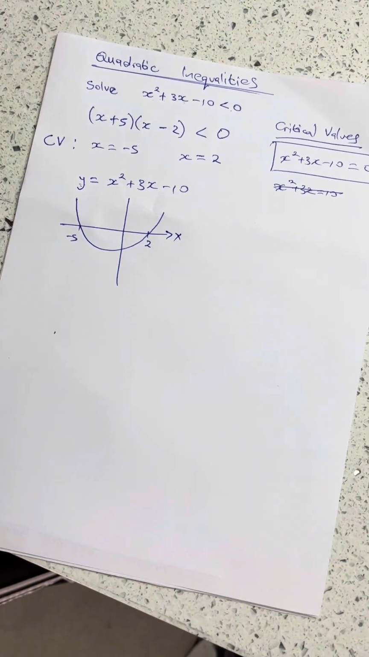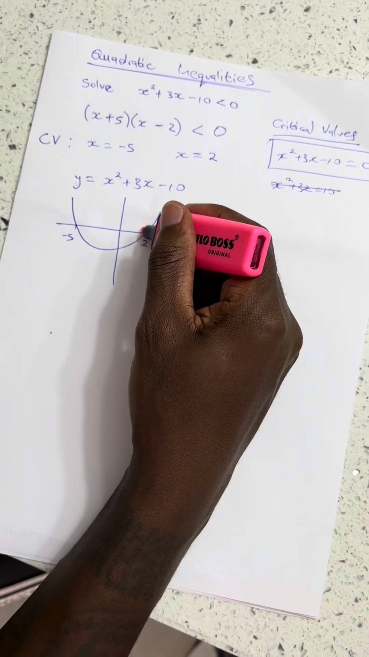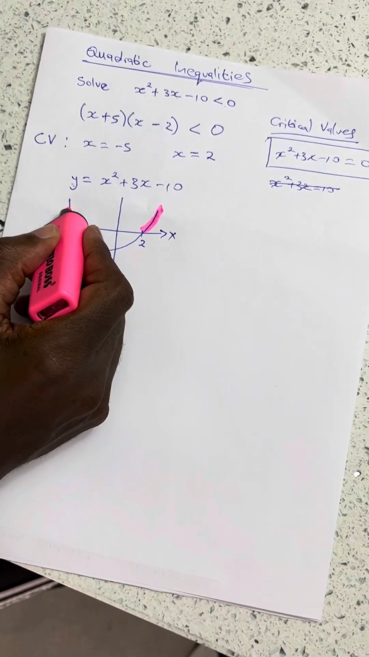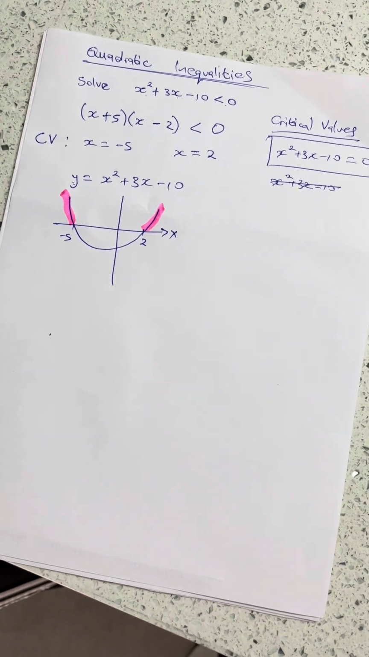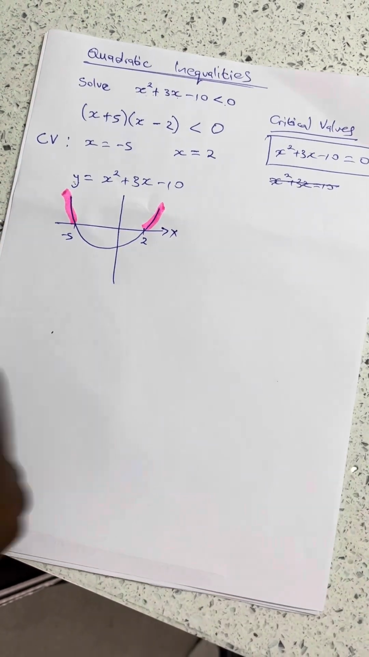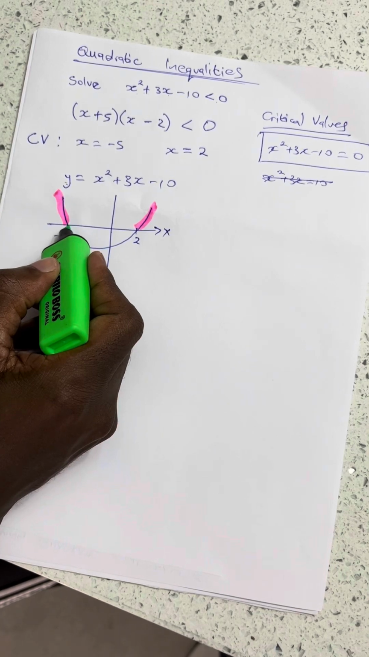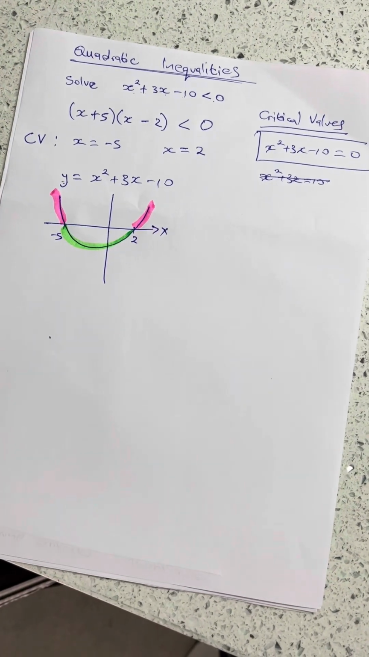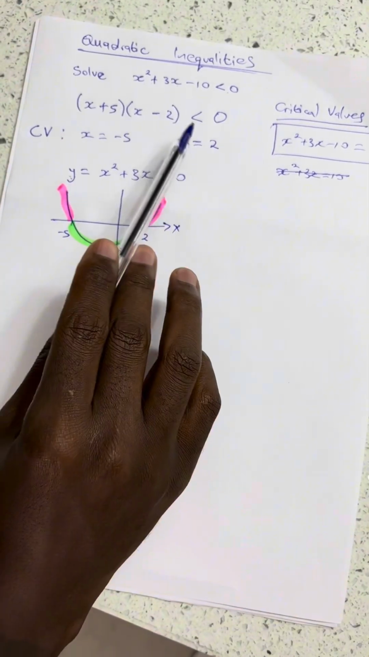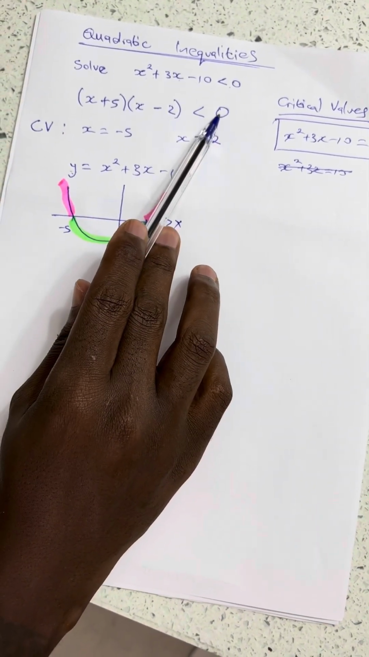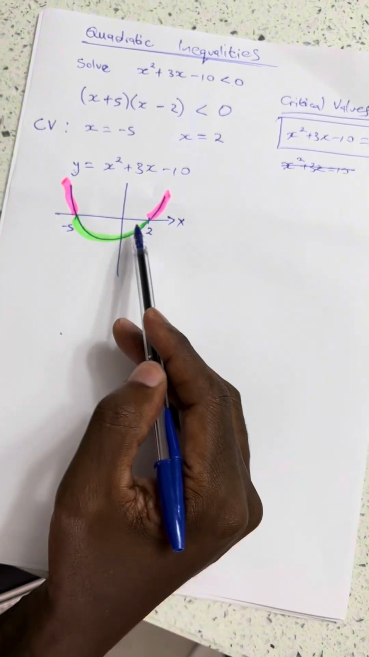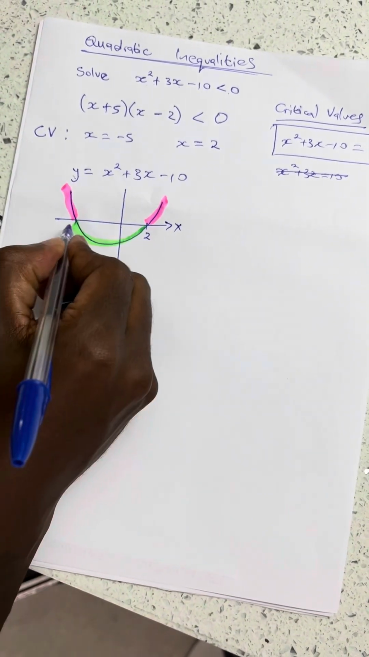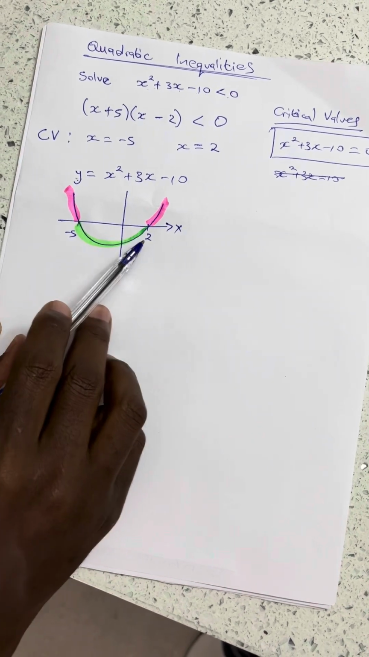We see this graph from 2 going upward is above the x-axis. From negative 5 all the way on this side, it's also above the x-axis. And then this graph is below the x-axis between negative 5 and positive 2. In this question, we are interested in the part where it is below the x-axis, when it is less than 0. So we're interested in this part. So the answer to this question is between negative 5 and 2.